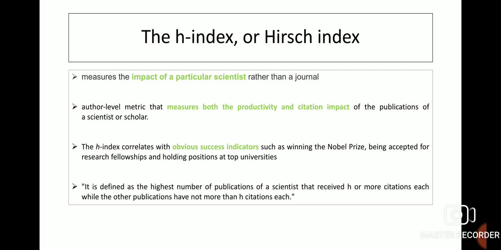H index is defined as the highest number of publications of a scientist that received H or more citations each, while the other publications have not more than H citations each.